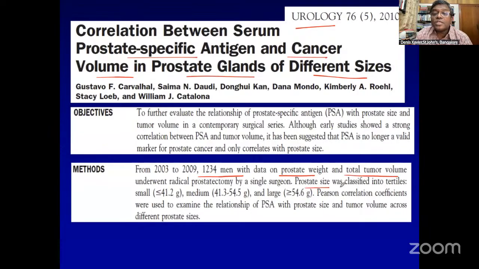Prostate size was classified into tertiles. Tertiles means 3 categories or 3 groups. Small is less than 41.2. Medium prostate size is 41.3 to 54.5, and large is greater than this. You may or may not agree with this classification; I'm not sure it is a standard one. That doesn't matter. Then we have different PSA levels. They are using Pearson's correlation coefficient to examine the relationship of PSA with prostate size and tumor volume. Now all this makes sense, doesn't it?